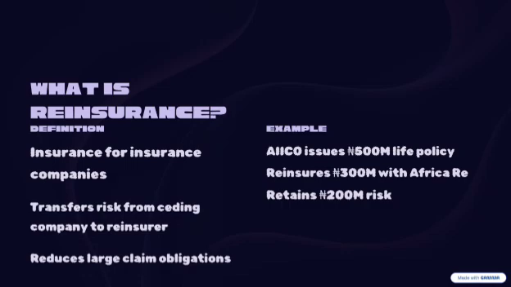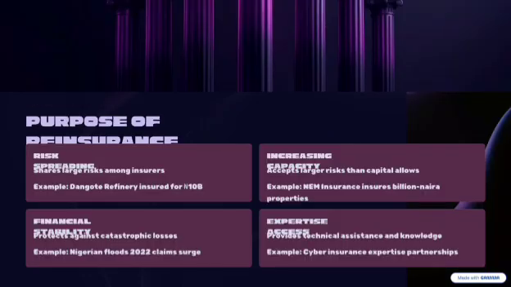What actually are the purposes of reinsurance? The main purposes of reinsurance are: 1. Risk spreading. Reinsurance allows insurance companies to spread large risk among several other insurers. For example, if Leadway Assurance insures the Dangote refinery for 10 billion naira, it might be too risky for one company to bear such a large amount of money. Through reinsurance, they can spread the risk across several other reinsurance companies, globally or locally.